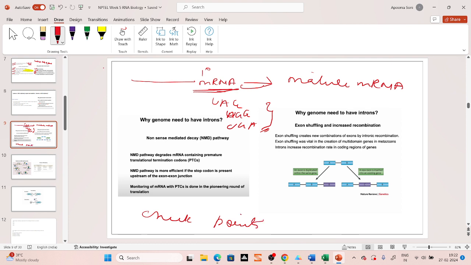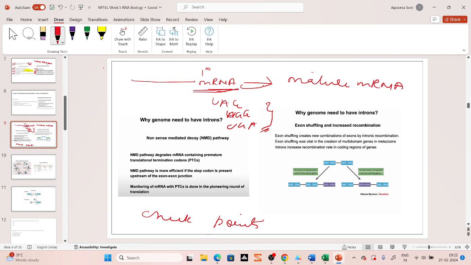So at the time of replication, at the time of transcription, at the time of translation, errors can always happen. It's a normal natural process. It's a human body. It can have errors. It can have errors in the form of replication errors, in the form of some mutations, in the form of some failed recombinations. So errors are bound to happen at the level of DNA replication, transcription, and translation.